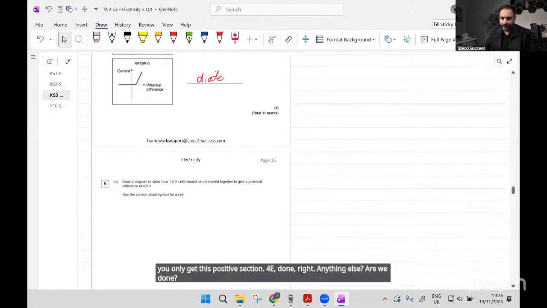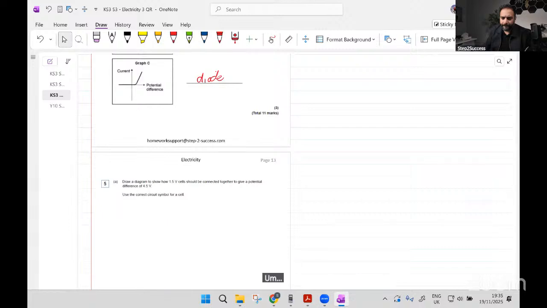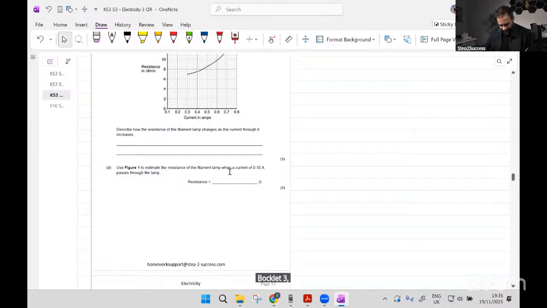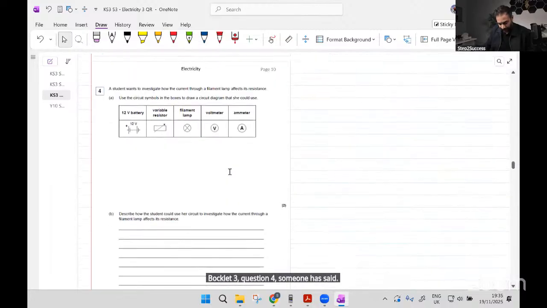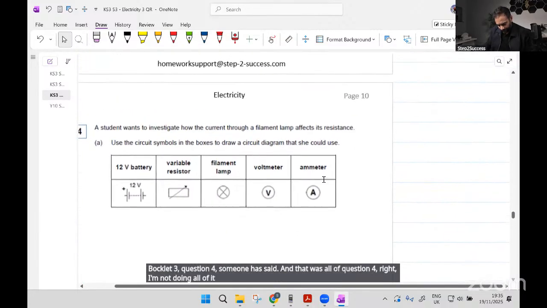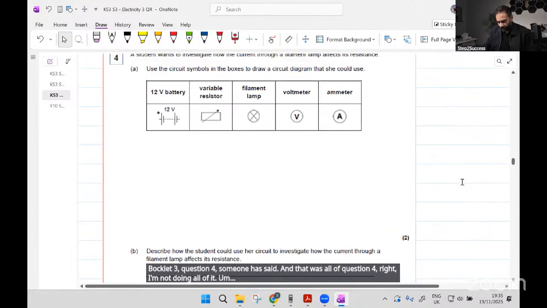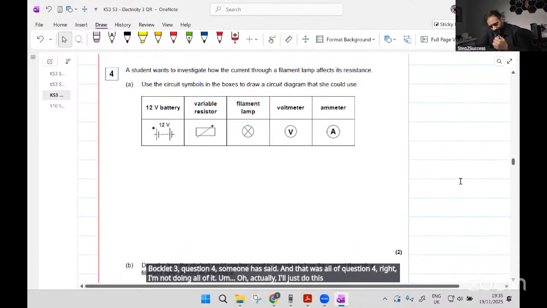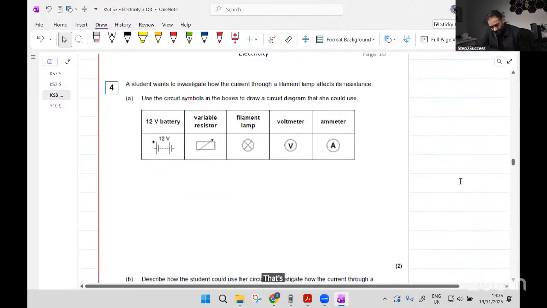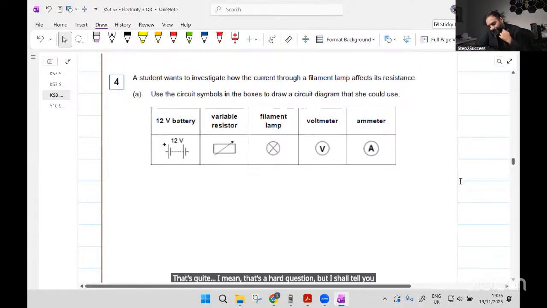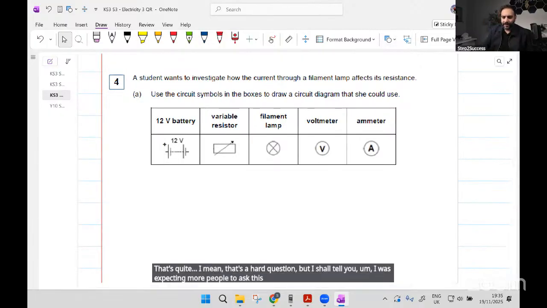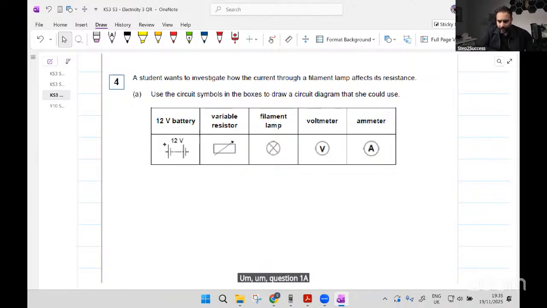Right. Anything else? Are we done? Booklet 3, question 4, someone has said. Oh, that was all of question 4. Right, I'm not doing all of it. Oh, actually, I'll just do this. So I know it's a bit weird, but that's quite a hard question. I was expecting more people to ask this question, really, because it's quite a tough one. Question 1A, booklet 2. I will come to that after this. Let me see what it is.